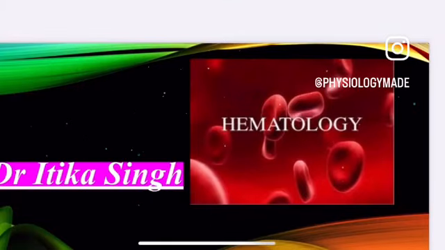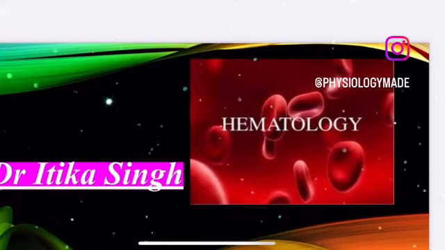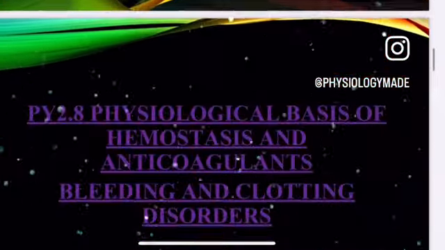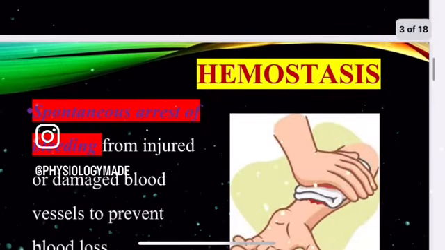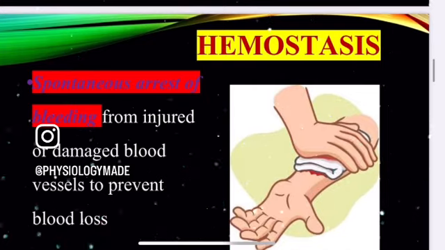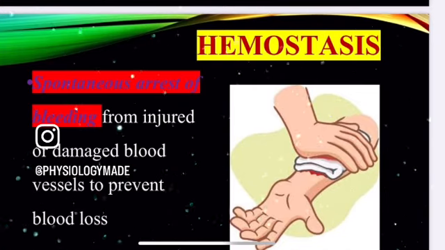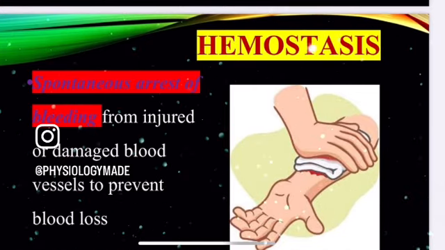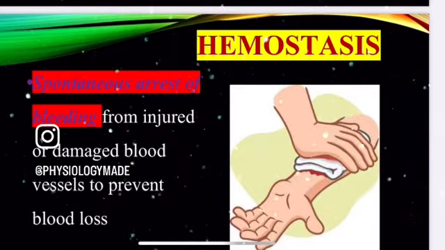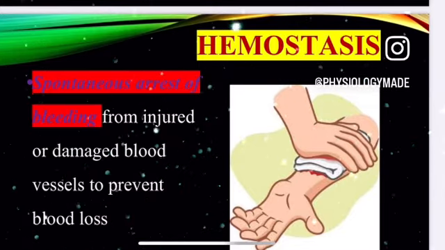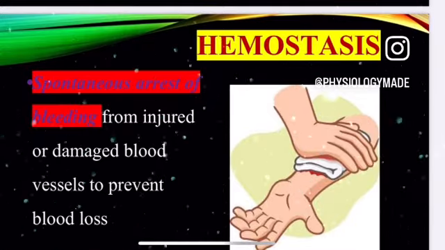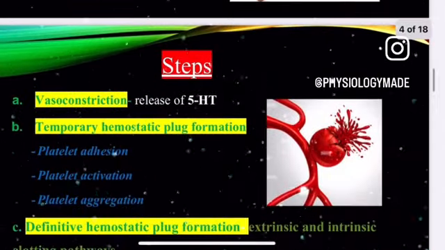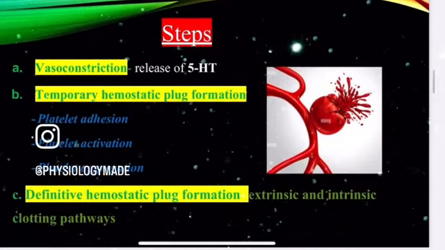Today we will talk about hemostasis. Now, what is hemostasis? Hem means blood, stasis means to stop. So, the spontaneous arrest of bleeding from the injured or damaged blood vessels to prevent the loss of blood is called hemostasis. Now, the process of hemostasis takes place in three major steps.